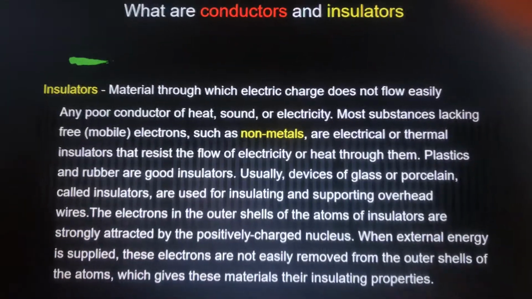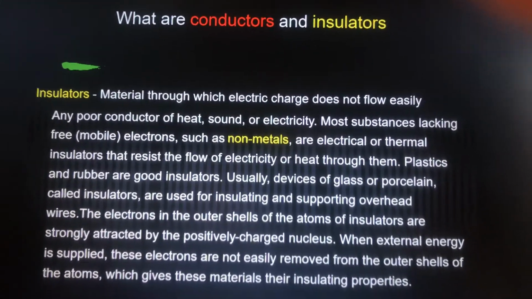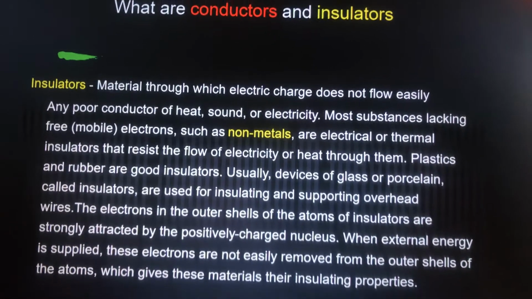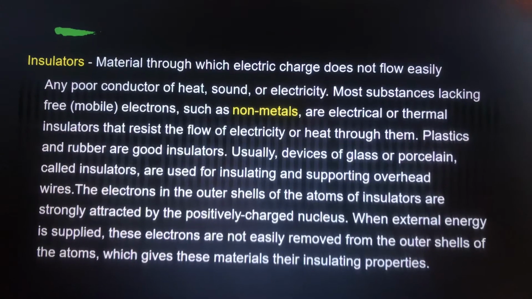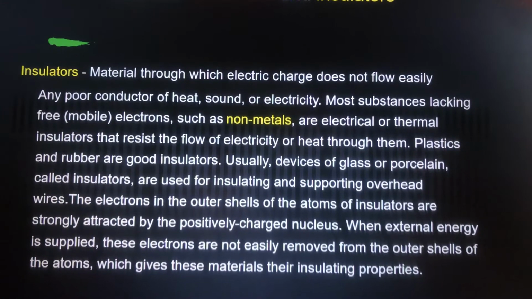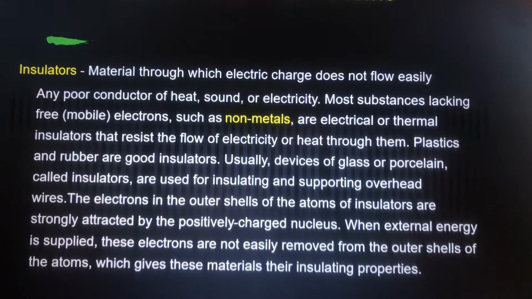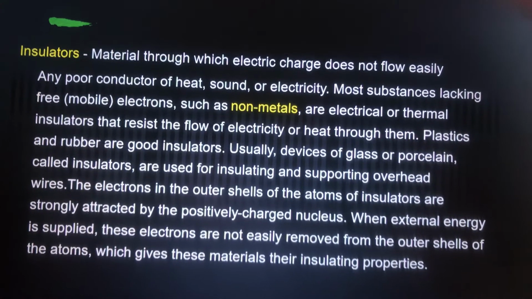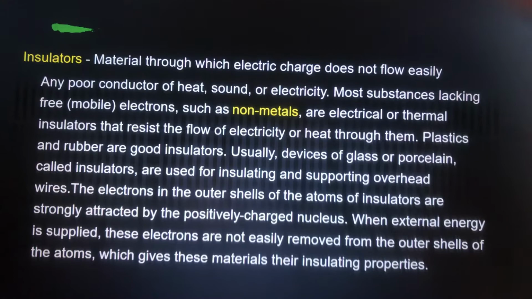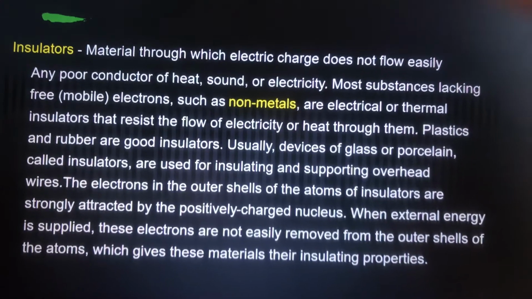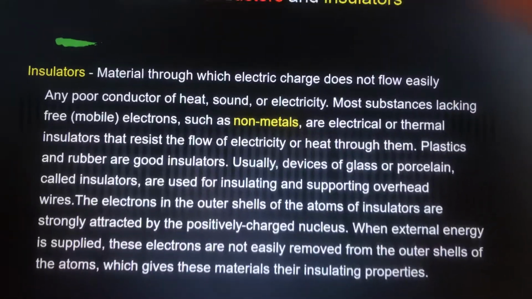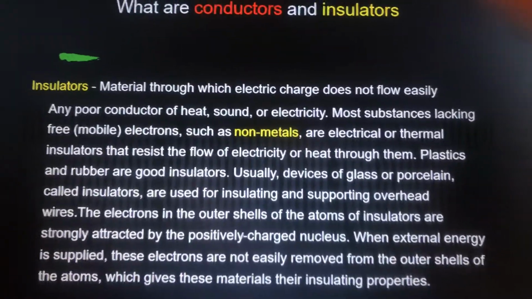Insulators are materials through which electric charge does not easily flow. An insulator is any poor conductor of heat, sound, or electricity. Most substances lacking free mobile electrons, such as nonmetals, are electrical or thermal insulators. And we know what those are: rubber, plastic, things that don't have electrons that can move freely.